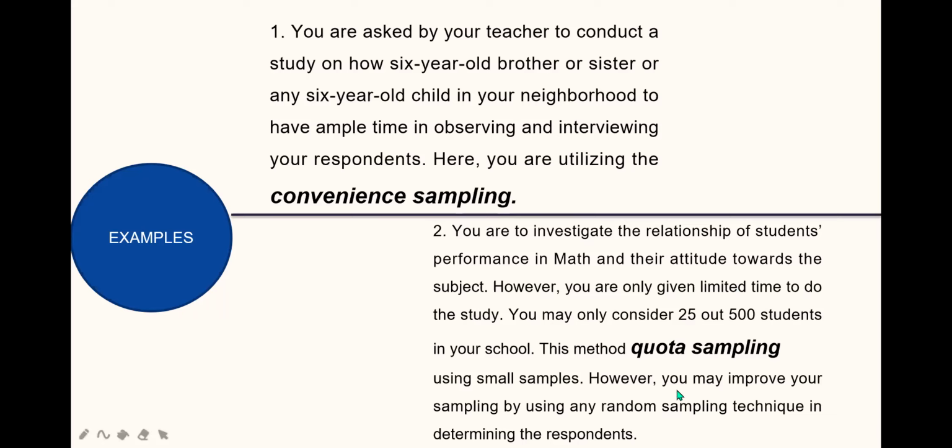Okay. However, you may improve your sampling by using any random sampling technique in determining the respondents. So that is what they call quota sampling. Out of samples, you're going to draw another sample. But again, take note, you are only given limited time to do the study. Okay, for the quota sampling.